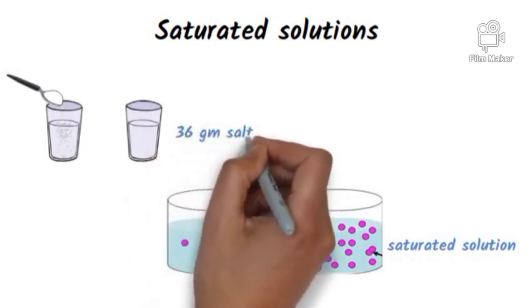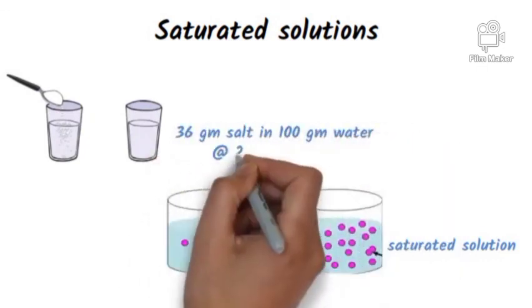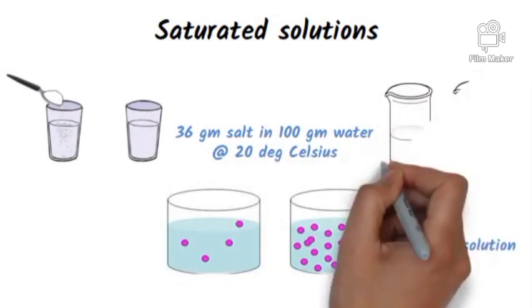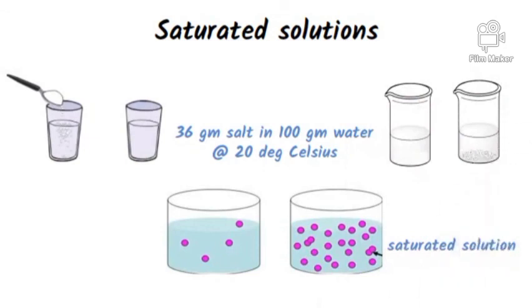For example, a maximum of 36 grams of salt can be dissolved in 100 grams of water at 20 degrees Celsius. If we add more than 36 grams of salt to 100 grams of water at 20 degrees Celsius, then this excess salt will remain undissolved in water.